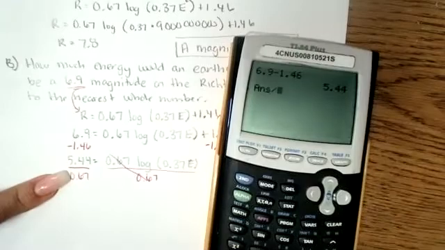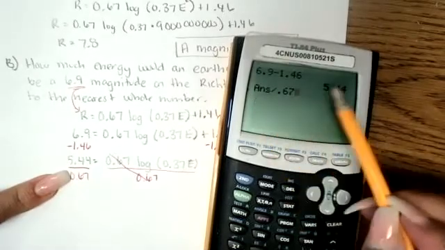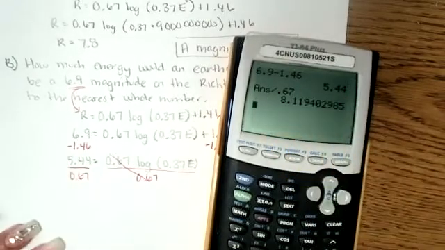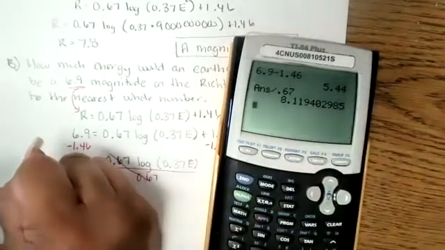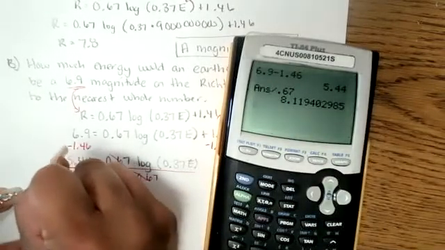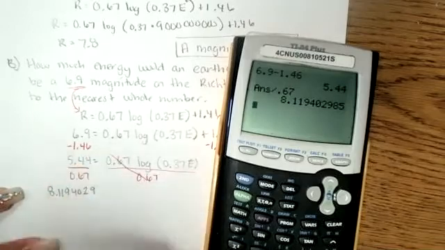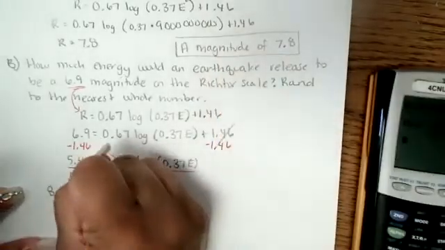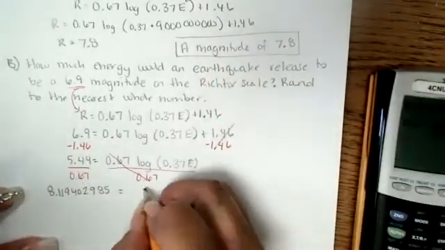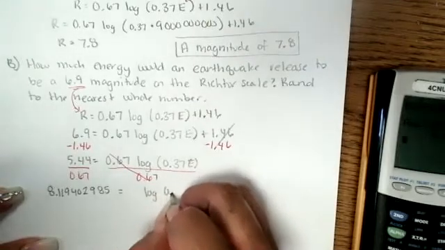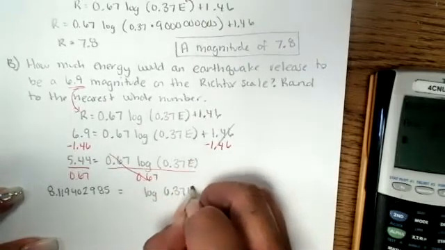5.44, I'm just going to hit divide 0.67, so it pulls the answer down. I'm going to leave that decimal in there. Do not round. 8.119402985 equals the logarithm of 0.37 E.